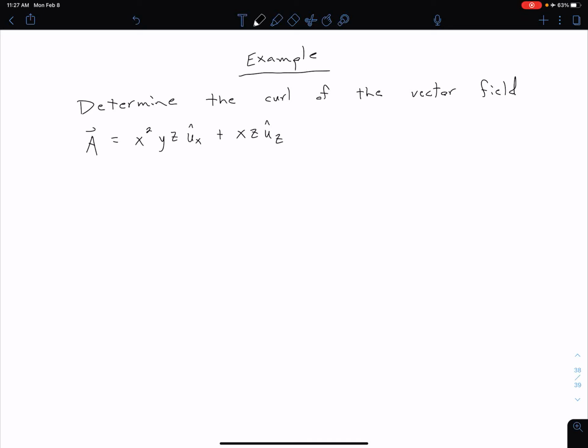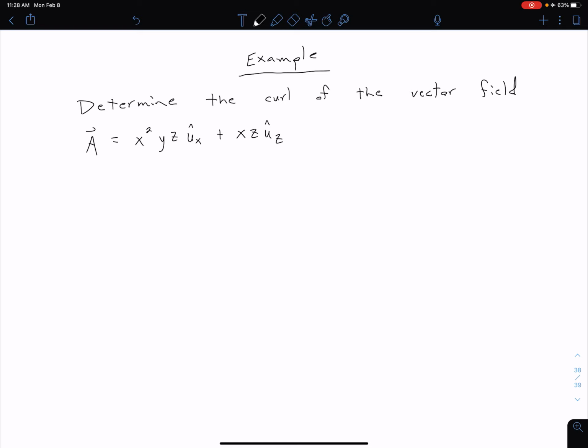In the next couple videos, we're going to look at a couple different examples. In this first video, we're going to look at a basic example where we just want to find the curl of some vector field. To make it even simpler, we're looking at a vector field defined in Cartesian coordinates. As we can see here, A is equal to x squared yz in our x direction and xz in our z direction. So we don't have a y component either.